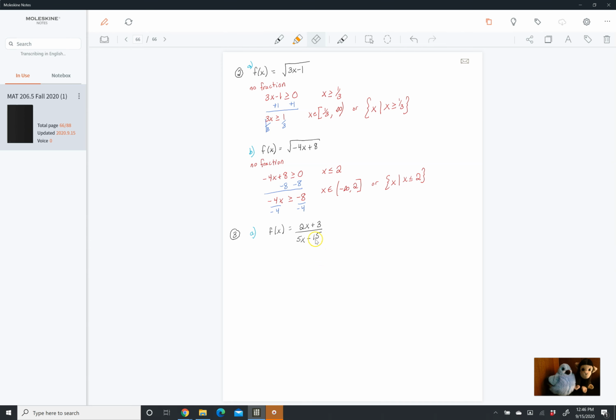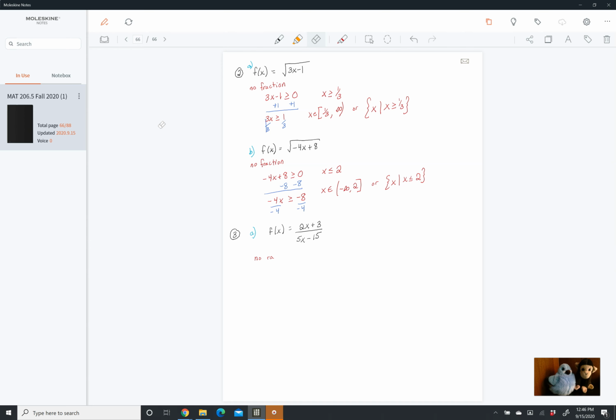We want to figure out the domain. Well, we look at the denominator only. The numerator, it doesn't matter, right? We could have a negative number in a numerator. We could have a 0 in a numerator. 0 over something is 0. So we have no radical here, so we don't have to worry about something that's not real.